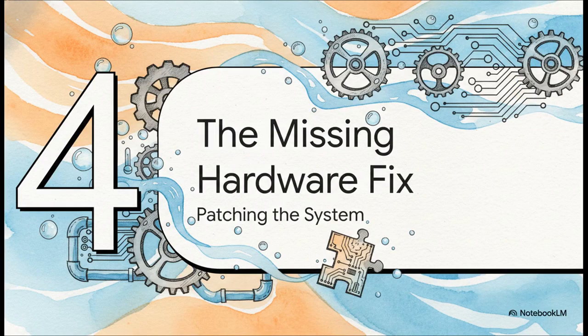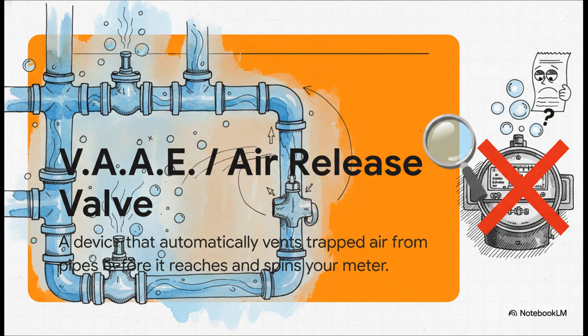So if the rules say there has to be a fix, what is it? Let's talk about the missing piece of hardware that's needed to patch this whole system. The fix is actually a really simple, standard piece of engineering. It's an air release valve, or VAA in Spanish. Just think of it as a smart little automatic vent for the water pipes. When a pocket of air hits it, it opens up and lets the air escape. As soon as water gets there, it seals itself shut.